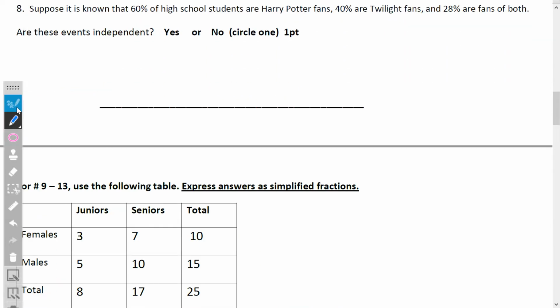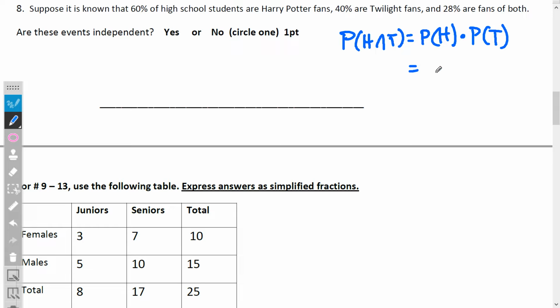Okay, suppose that it is known 60% of high school students are Harry Potter fans, 40% are Twilight fans, 28% are both. Are these events independent? So in order to show that they're independent, we just need to show that the probability of them both happening, Harry Potter and Twilight, is the product of the probability of them happening individually. Probability of Harry Potter multiplied by the probability of Twilight.